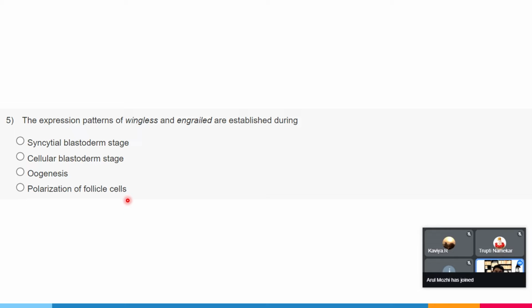As I said, these sessions are interaction based, so I would like everyone to at least try answering this, because we just discussed this particular question as well. So expression patterns of wingless and engrailed, which are segment polarity genes, are established during which stage? Syncytial blastoderm stage, cellular blastoderm stage, oogenesis, or polarization of follicle cells?